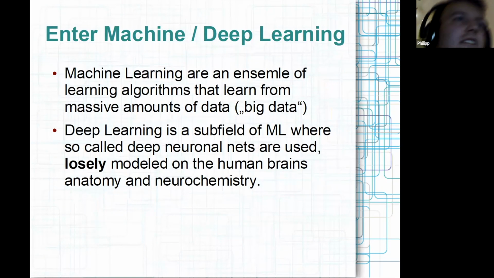And that's where we enter machine learning or deep learning. So we can define machine learning as an ensemble of learning algorithms that learn from massive amounts of data. Sorry for the buzzword, but I'm going to use it. I hope you understand that in this context, it means big data, okay? So deep learning, we can define as a subfield of machine learning where so-called deep neural nets, as we have seen with Charles last week, for example, are used that are loosely modeled on the human brain's anatomy and neurochemistry.